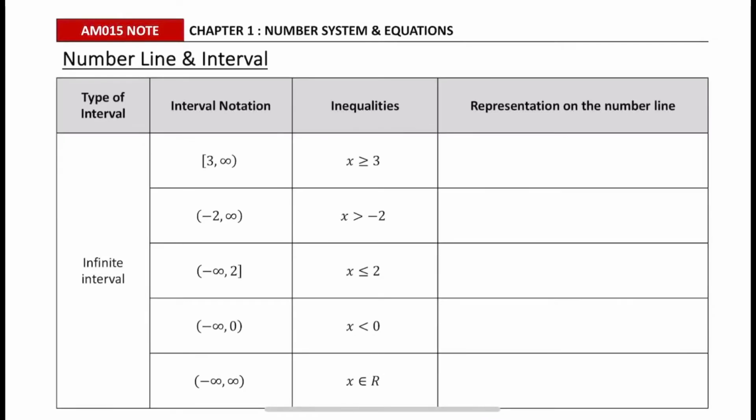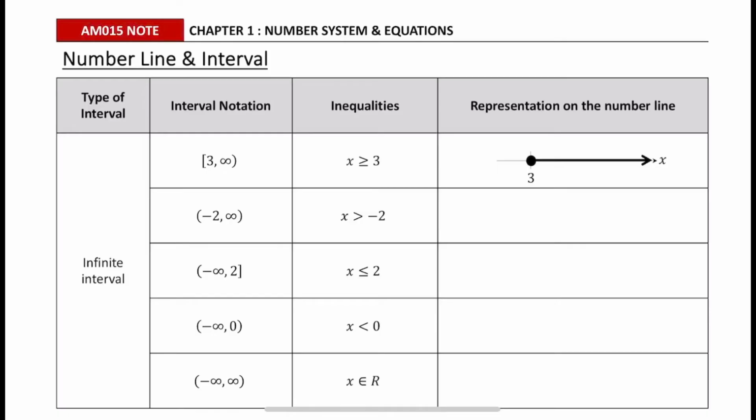An infinite interval is an interval extending to either positive infinity or negative infinity. Because infinity is not a real number, we always use open notation for the interval. For interval 3 to infinity, the inequality is x greater than or equal to 3. This means 3 is included in this interval and it goes on until infinity. To represent it on the number line, we must first draw the line with endpoint 3, then draw a dense circle at 3 and join with a right arrow line.